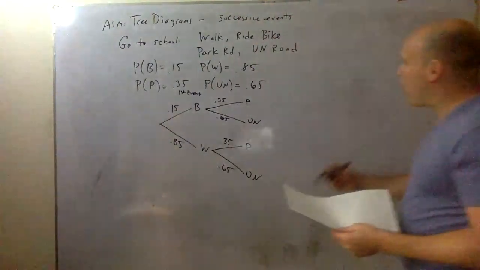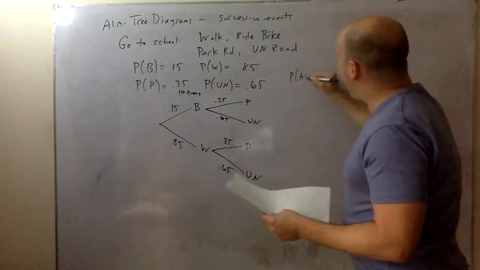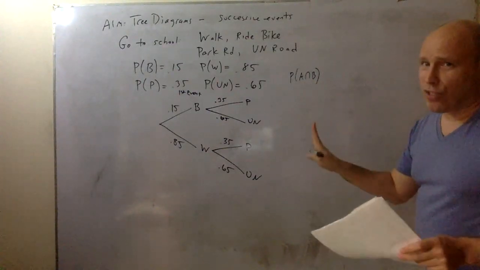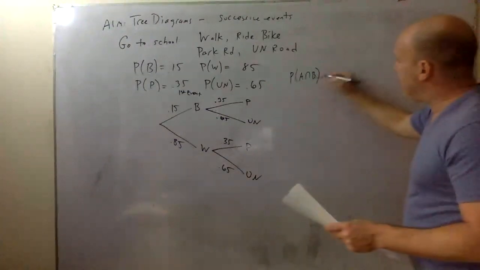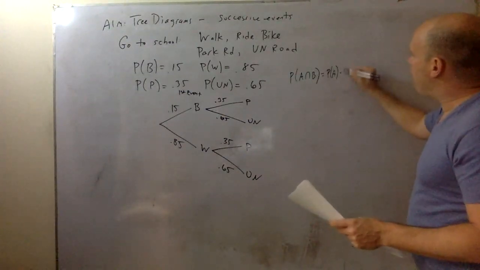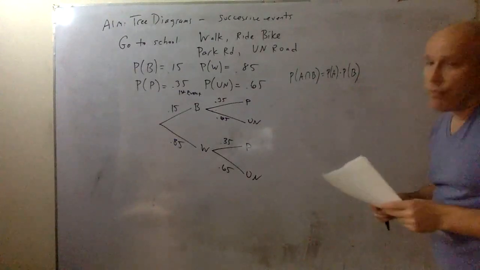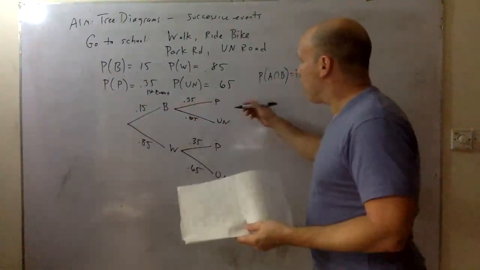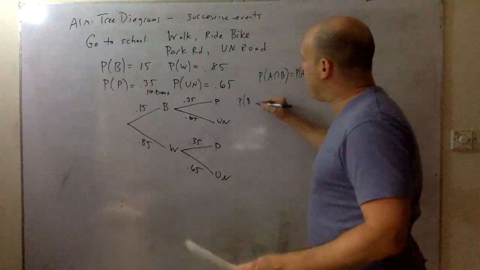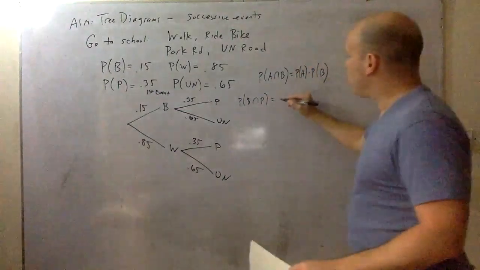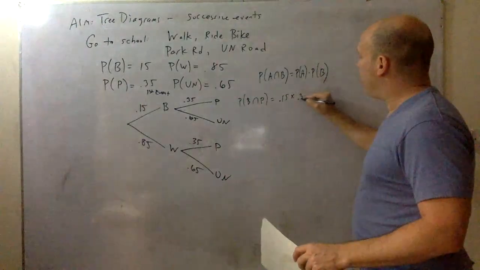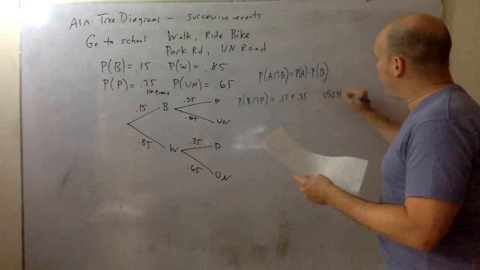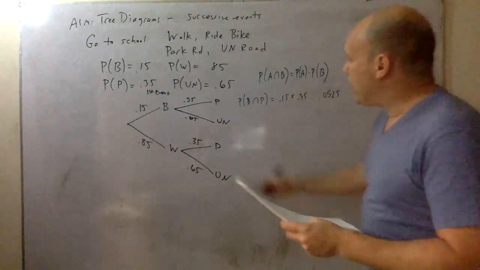Now, the question is, what is the probability of successive outcomes? In this first part, we're going to say the probability of A and then B, or A and B. We're going to have to change this a little bit. But the probability of A and then B is the probability of A times the probability of B. So we have here the probability of bike and Park Road is equal to 0.15 times 0.35, or 15% times 35%, which is 0.0525, 5.25%.